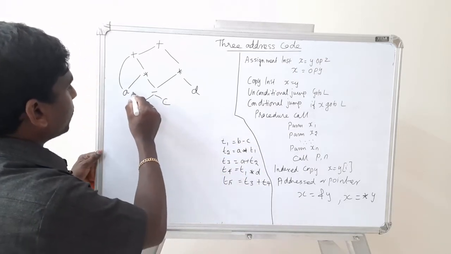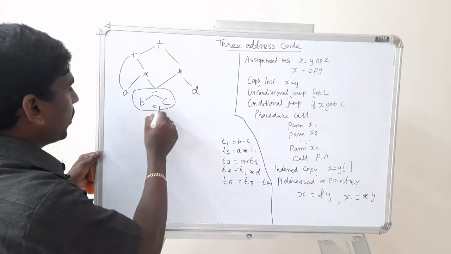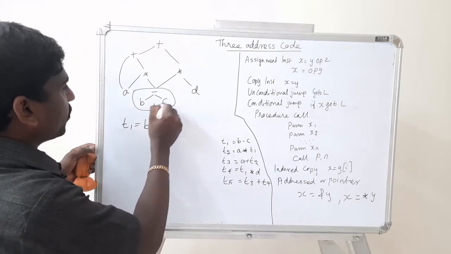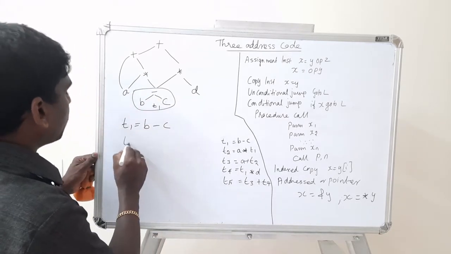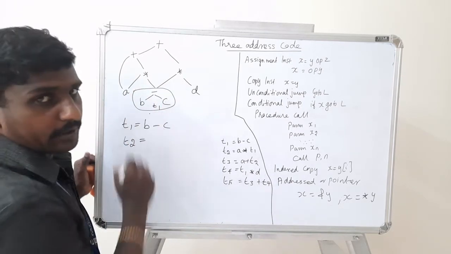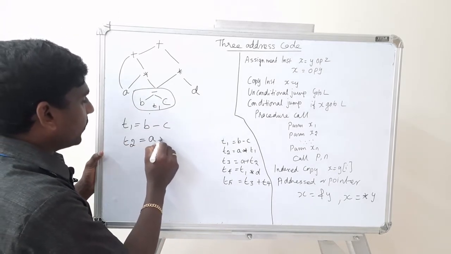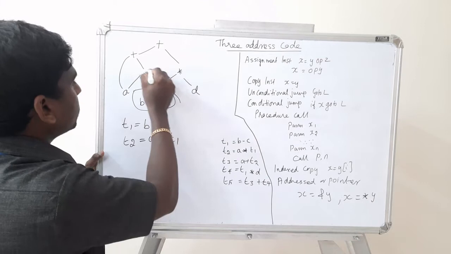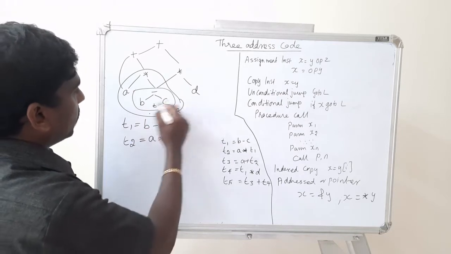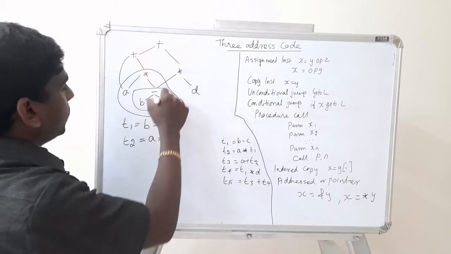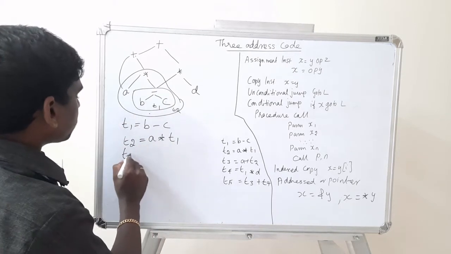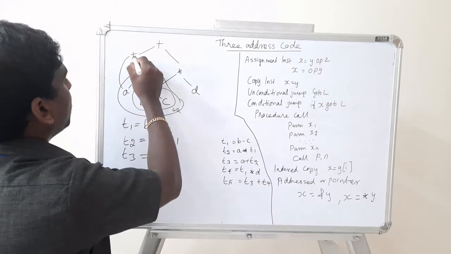I am going to place this one in T1. So T1 equal to b minus c. Then T2 equal to a star T1, since b minus c is already T1. So the whole thing is T2. Then I want another expression, so T3 equal to a plus this term.